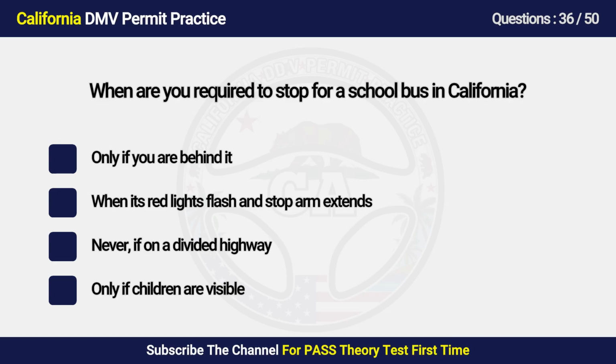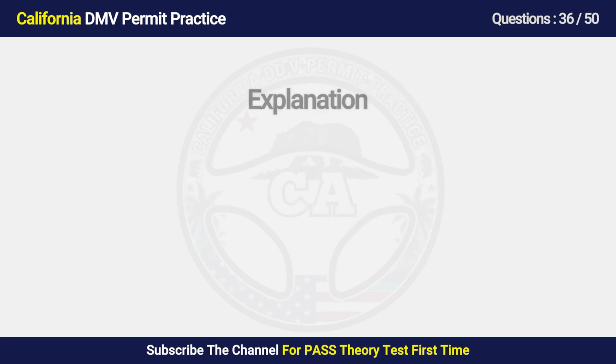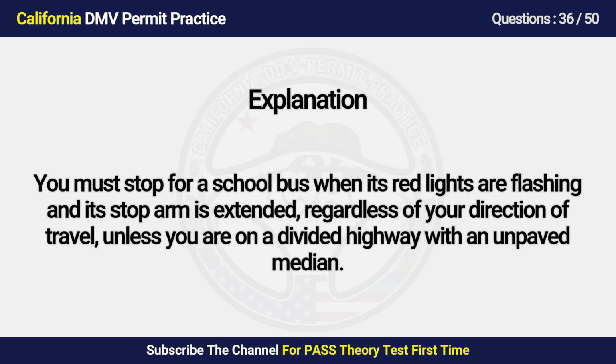Question 36. When are you required to stop for a school bus in California? A, only if you are behind it. B, when its red lights flash and stop arm extends. C, never if on a divided highway. D, only if children are visible. Answer is B, when its red lights flash and stop arm extends. You must stop for a school bus when its red lights are flashing and its stop arm is extended, regardless of your direction of travel, unless you are on a divided highway with an unpaved median.